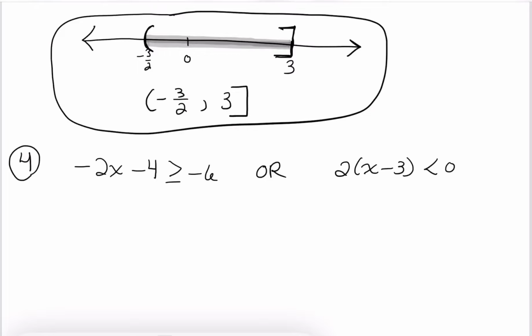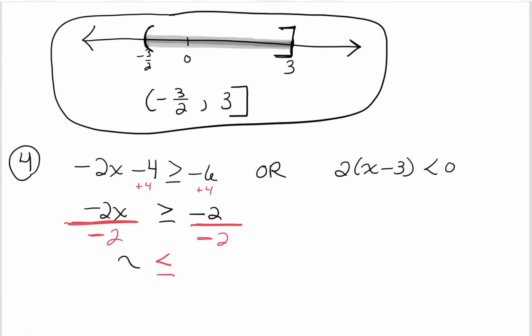All right, so the first one, let's start by adding our 4 to both sides. So we are going to have our negative 2x is greater than or equal to negative 2. And then to finish solving for that x, I need to divide by the coefficient, and that coefficient is a negative 2. So this action of dividing both sides by negative 2 reverses my inequality. So I now have that x is less than or equal to 1.